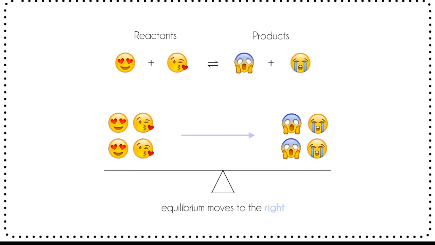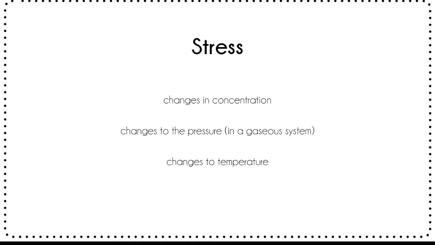So we say that the equilibrium moves to the right because the sad faces on the right were added. So that doesn't mean that if the concentration of the reactants increased, the equilibrium moves to the left. It actually goes the opposite way, and that's what Le Chatelier said in his principle. Okay, so let's go to changes in concentration.